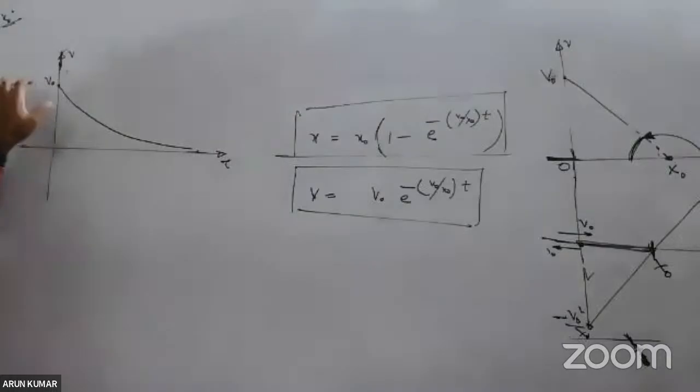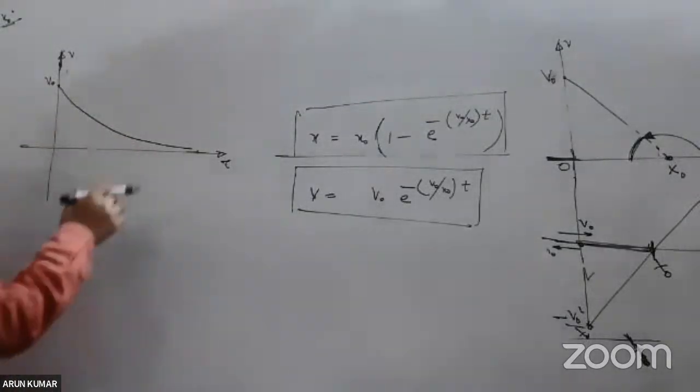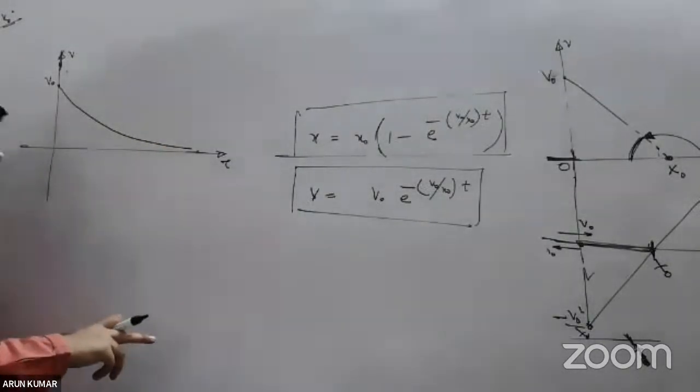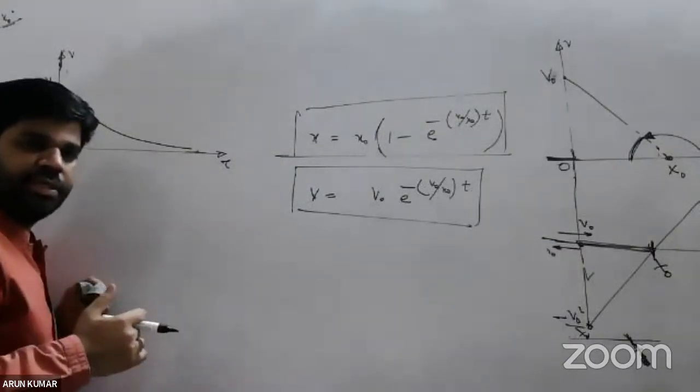Positive velocity v naught is pointed towards right. Acceleration is negative, slope is negative, but the slope is going on increasing. Right? So acceleration is reducing, but there is still acceleration. So the particle is retarding further and further, and the retardation is reducing.